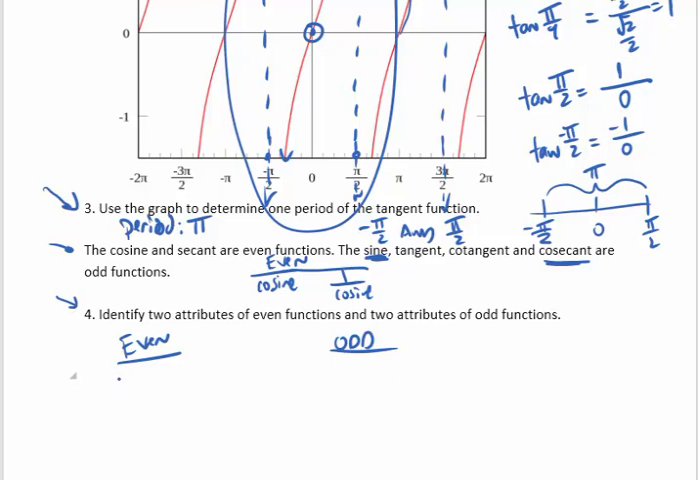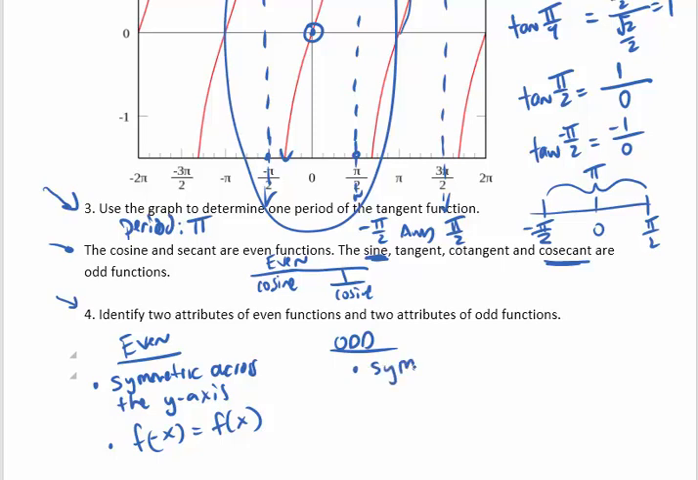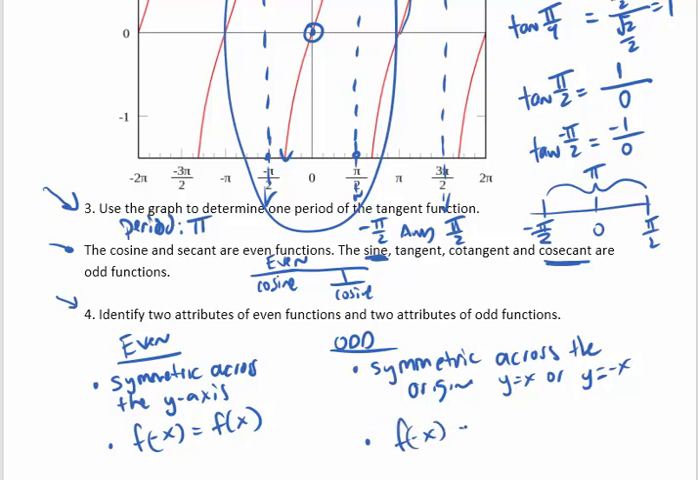All right, even functions. They're symmetric across the y-axis. And we know that if we take f of negative x, it's the same as when I evaluate a positive x in there. Odd functions are symmetric across the origin. And again, the origin symmetry is across the lines either y equals x or y equals negative x. And we know that if we take f of negative x in an odd function, we get exactly the opposite value. So those are going to come in handy as we're working on some of these trig identities and trig problems that we're going to be solving here.